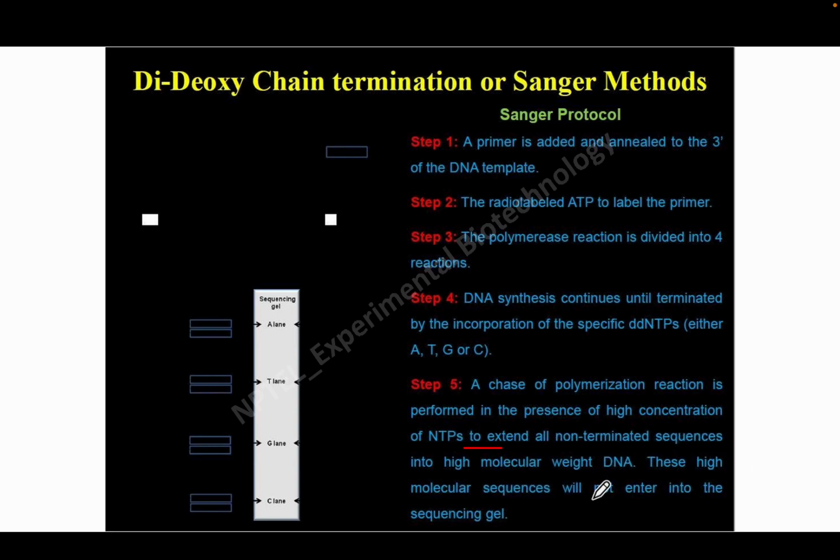These high molecular weight sequences will not enter into the sequencing gel. So this is the sequencing gel, A lane, T lane, G lane, C lane.